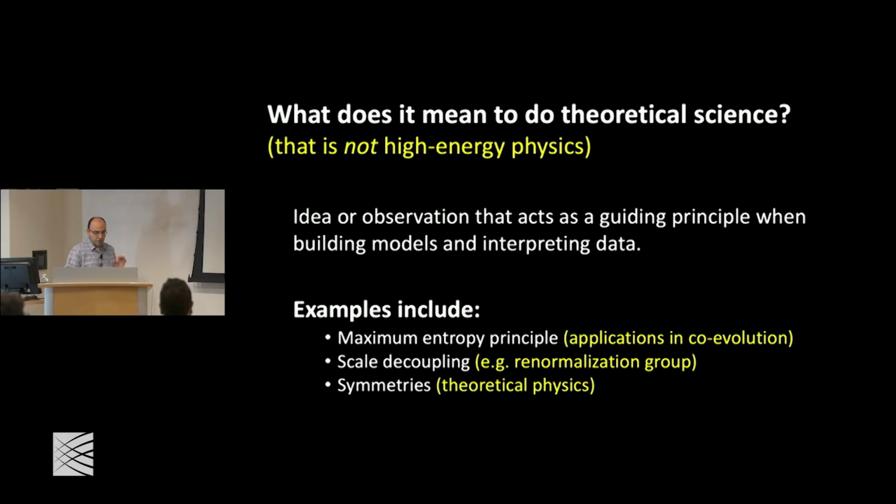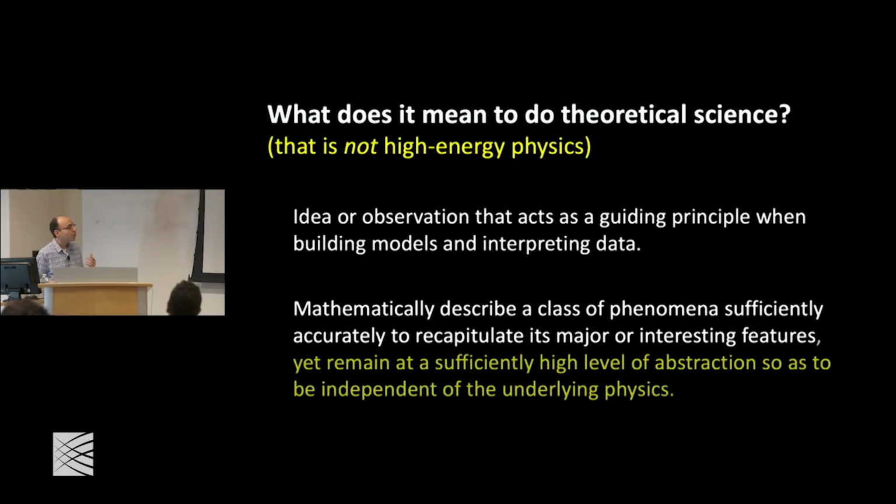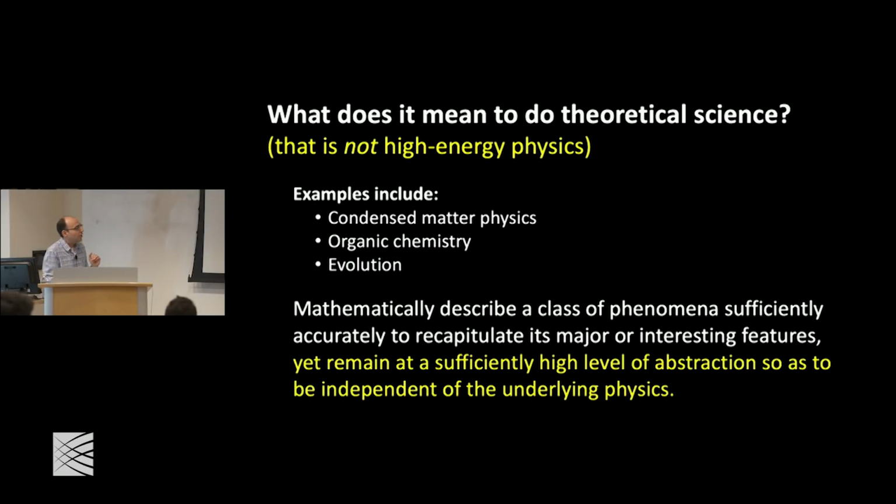Now, in the context in which one is specifically not interested in high energy physics, I think there are a couple of other points that I'd like to add. One is that we would like to mathematically describe a class of phenomena sufficiently accurately to get their salient features, but to do so in a way that abstracts away from the underlying physics. The idea for us, as non-physicists, is to build a theoretical model that captures what's interesting about that phenomenon specifically, independent of the underlying physics. And there are many examples of this. Condensed matter physics doesn't go down to the underlying quarks, and things like organic chemistry and evolution certainly don't. So is there an analogous picture for protein folding?